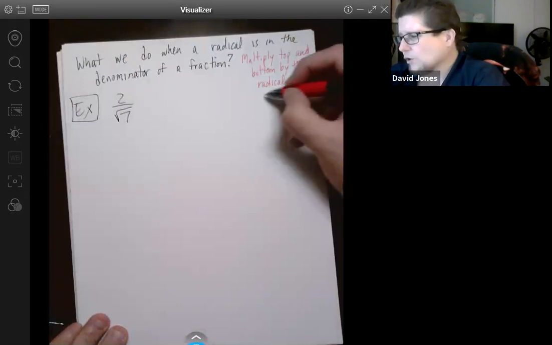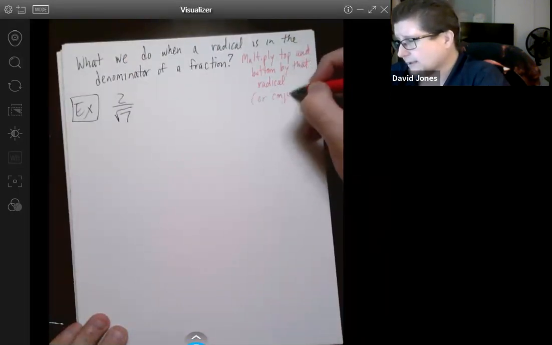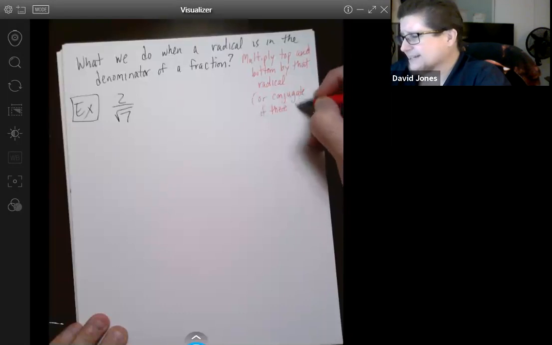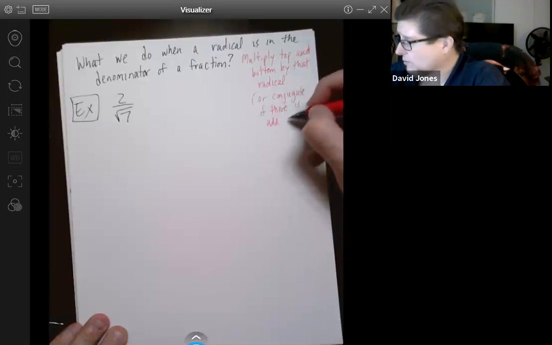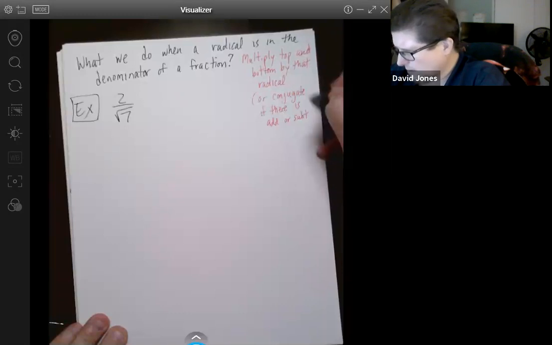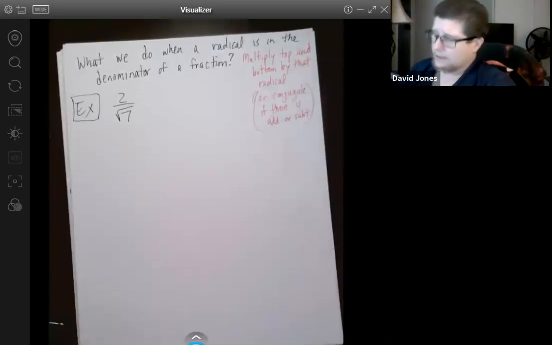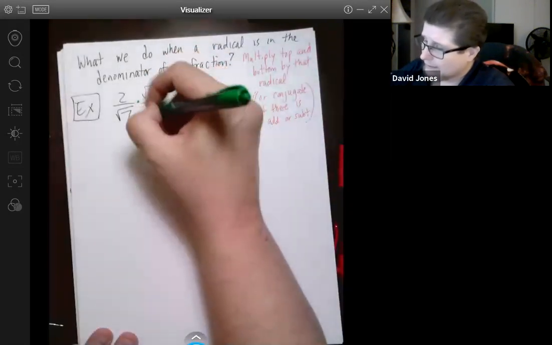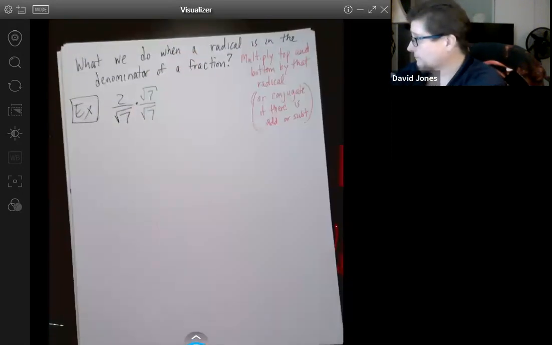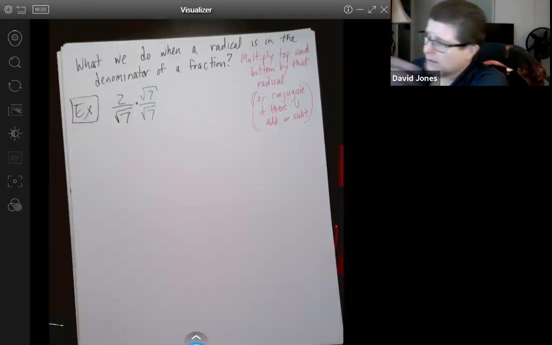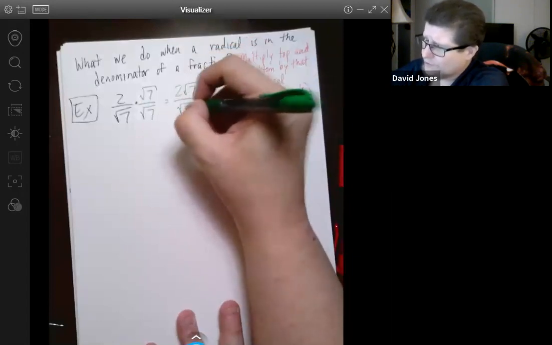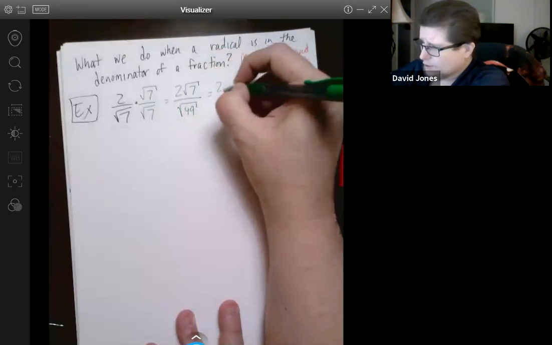And I'm going to say, or conjugate, if there is a plus or minus, if there is addition or subtraction. So that means here, I'm going to multiply the top and the bottom by square root of 7. This becomes 2 times the square root of 7 over square root of 7 times square root of 7 is 49. And this becomes 2 root 7 over 7.